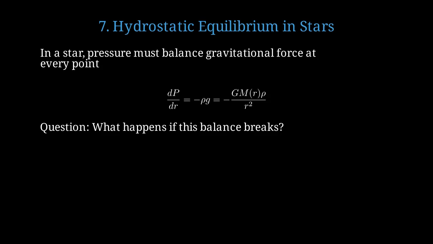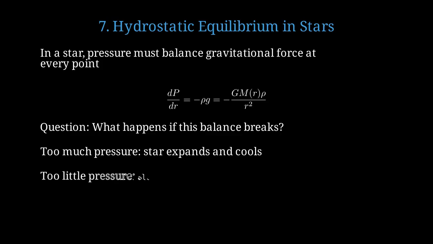Here's a crucial question. What happens if this delicate balance breaks down? If internal pressure becomes too large, the star expands and cools, like inflating a balloon. If pressure becomes too small, gravity wins and the star collapses, potentially forming a white dwarf, neutron star, or black hole.